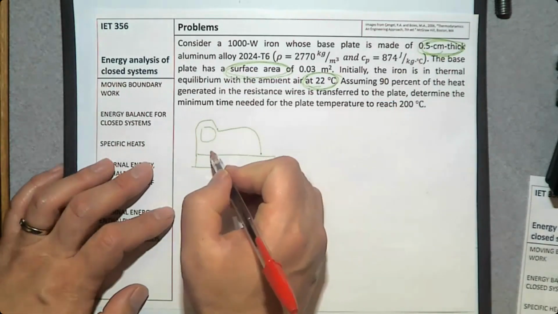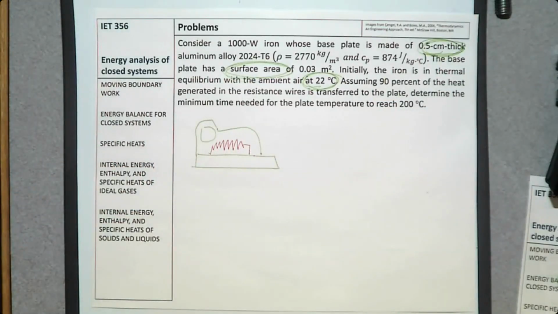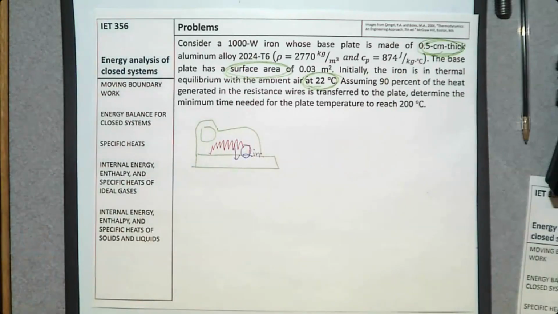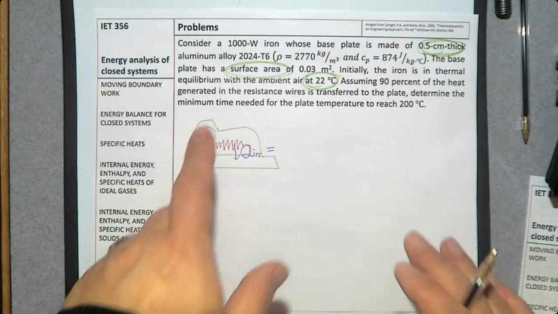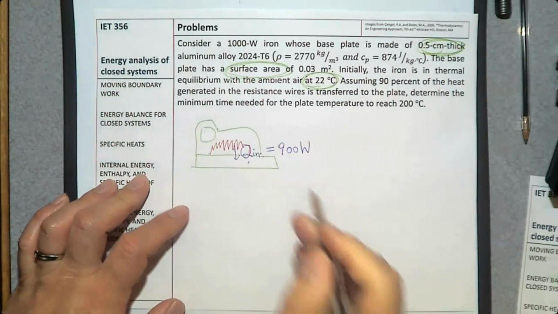Anyway, there's a resistance heater, resistance wire is going to provide heat into this base plate. So there's a heat transfer, Q in. How much heat transfer? 1000 watts. But 90% of the heat generated in the resistance wires is transferred to the plate. What does it mean? 10% is going to be lost to the air. So 90% of 1000, 900 watts is W in.